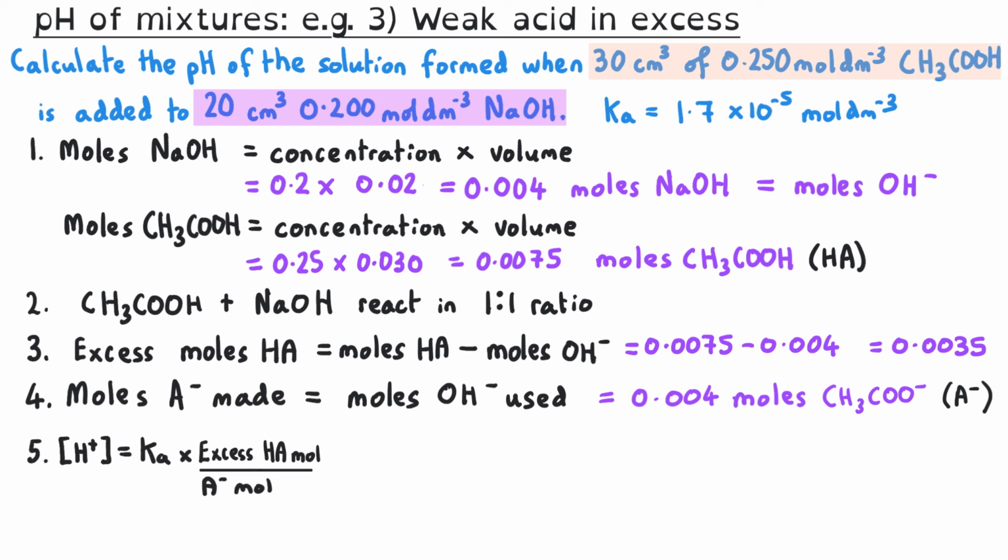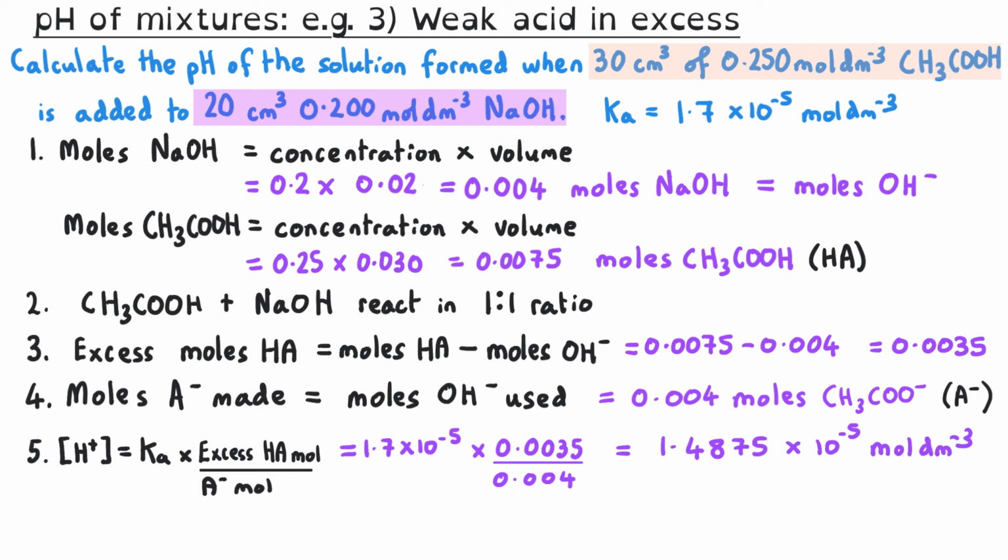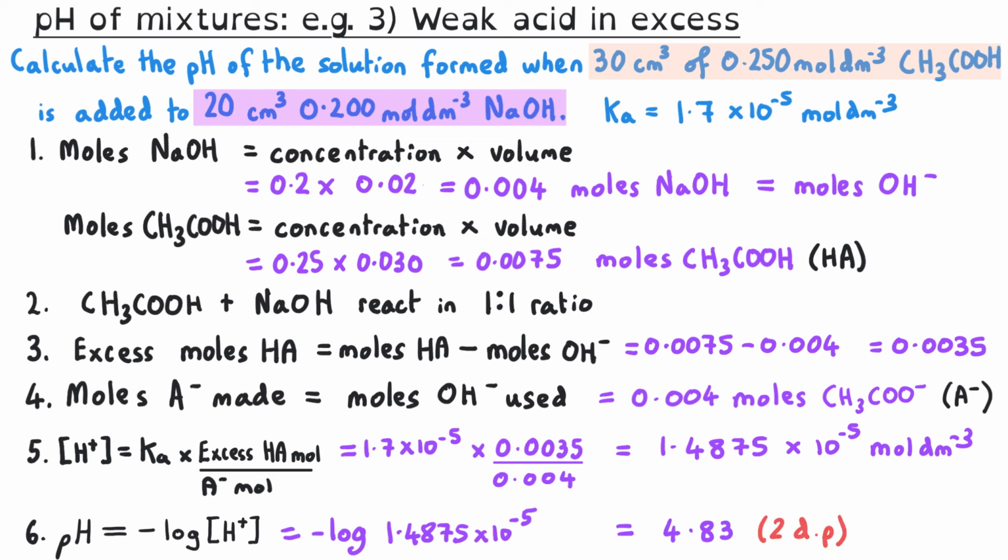We need to find our hydrogen ion concentration. So we take our Ka value, 1.7 times 10 to the minus 5, we multiply it by our excess moles of HA, 0.0035, and divide it by our moles of A- that has been produced, 0.004. This gives us a hydrogen ion concentration of 1.4875 times 10 to the minus 5 moles per decimeter cubed. And then pH is the negative log of this hydrogen ion concentration that we've just calculated, and so the pH of this weak acid in excess reaction mixture is 4.83 to 2 decimal points.